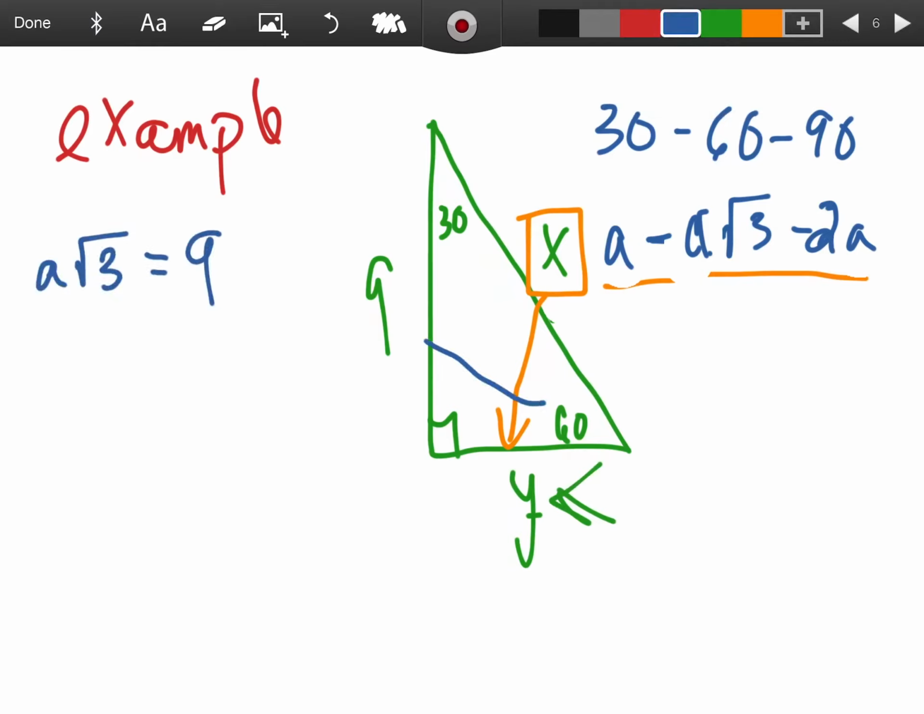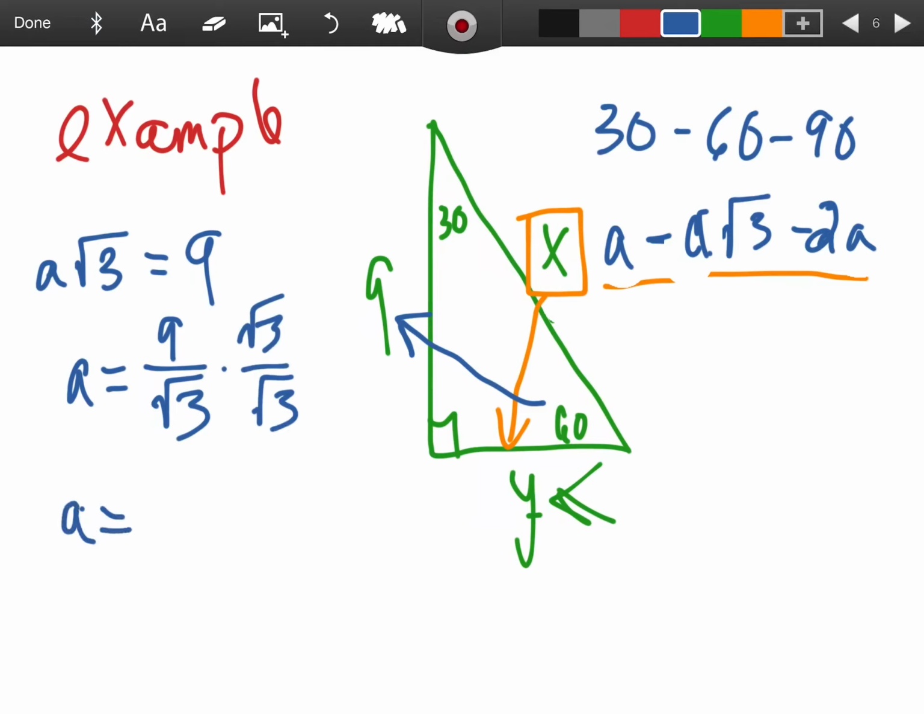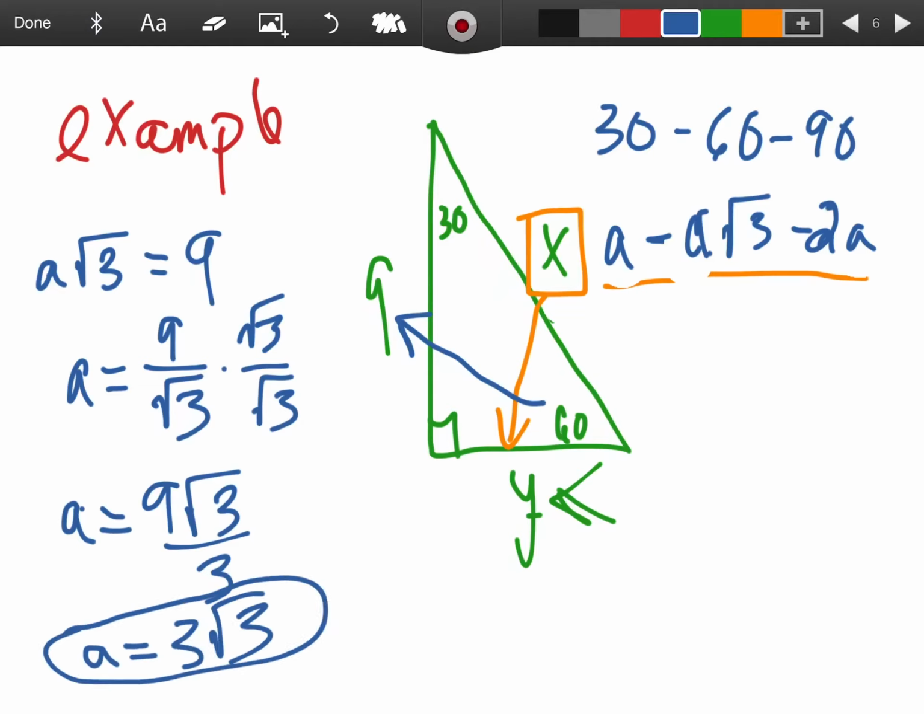Because again, the 9 is opposite my 60-degree angle. Opposite my 60-degree angle is that side a root 3. So solving for a then, I just get a equals 9 divided by square root of 3. I'll multiply by square root of 3 over square root of 3. That gives me 9 root 3 over 3, which is then 3 root 3. It is important to note that this is the side opposite the 30-degree angle. So it's this side right here, y. So y is equal to 3 square root of 3.